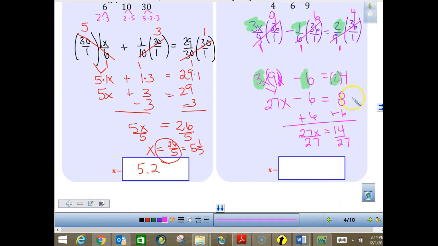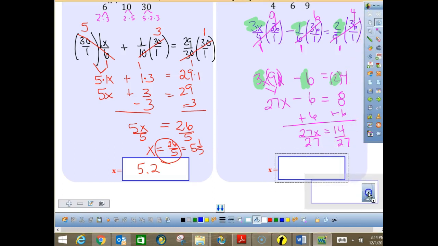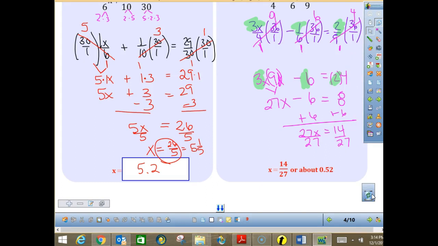Can you change it to a decimal? If you'd like to, yes. You can stop at this point. It is 14/27. The mistake that some of you made on the quiz yesterday, you didn't do that, right? You wanted to.